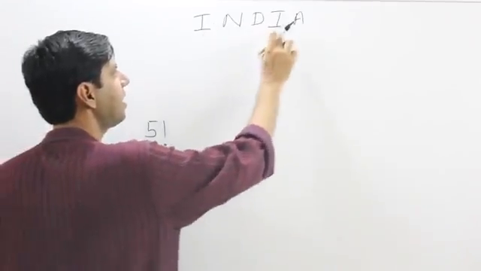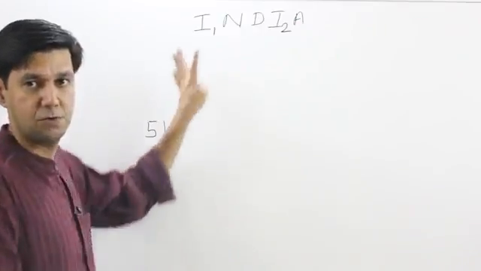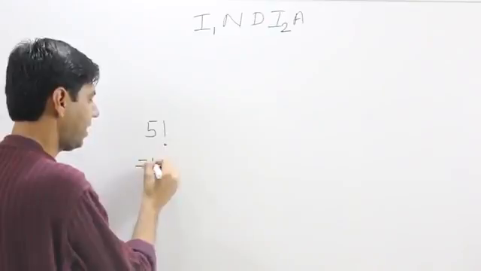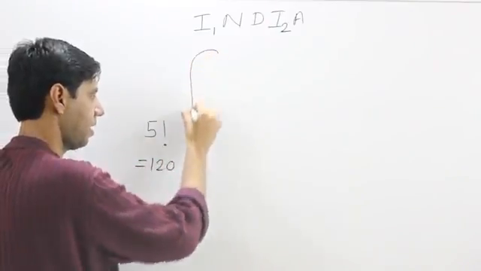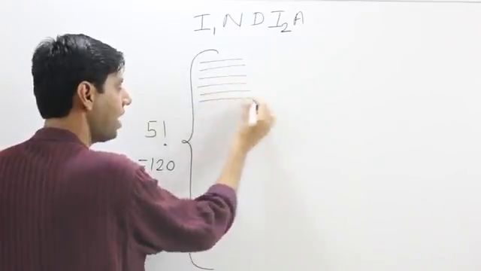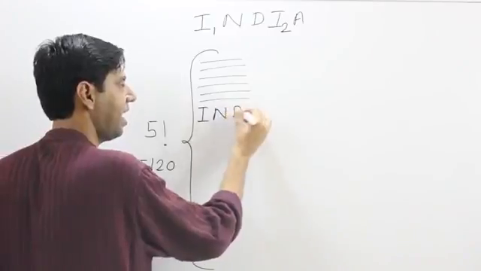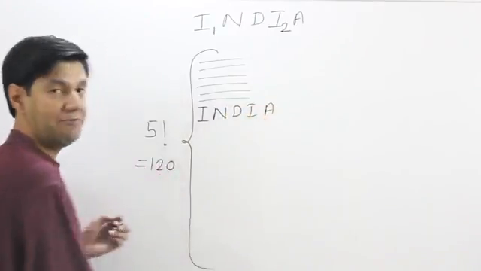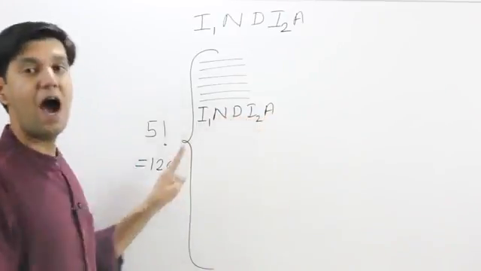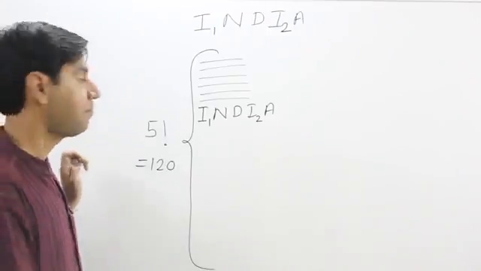So what I am considering is that the 2 I's are distinct. So I'll just mark them as I1 and I2. So in this 120 ways that I have counted, there are many of them. Let's see one particular one. Let's say the word INDIA itself, I-N-D-I-A. I have treated the I's differently. So I have counted I1, N, D, I2, A as one possibility.